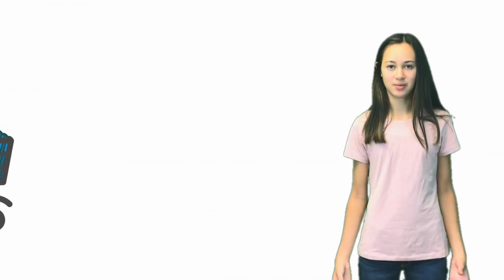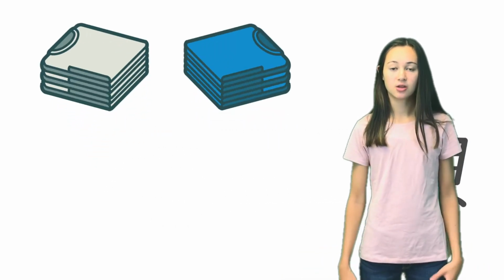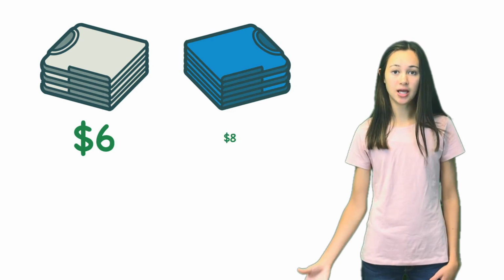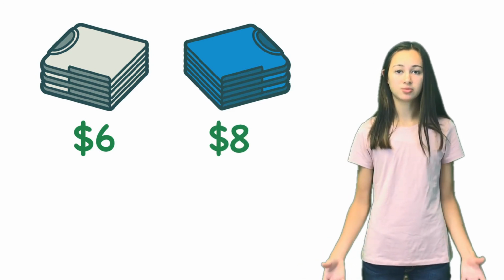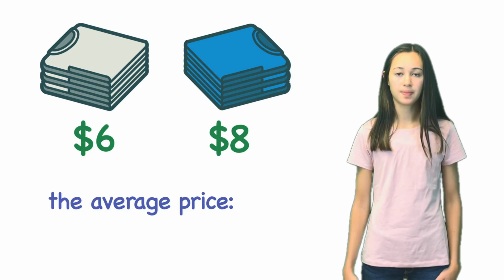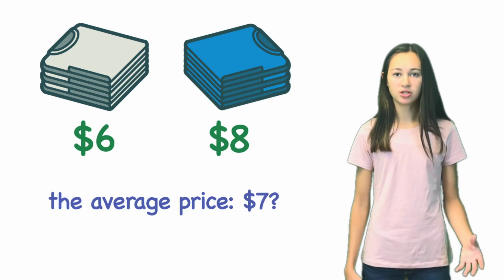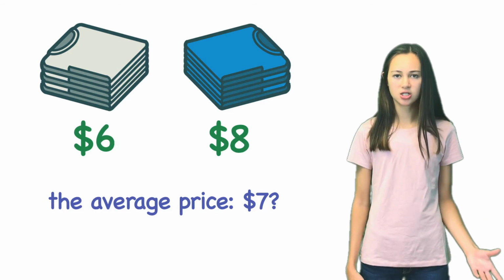Let's look at another problem. Riley bought a few white t-shirts and a few blue t-shirts. The white t-shirts cost $6 each, and the blue t-shirts cost $8. So what is the average price per shirt Riley paid? The average between 6 and 8 is 7, so is the average price per shirt $7?